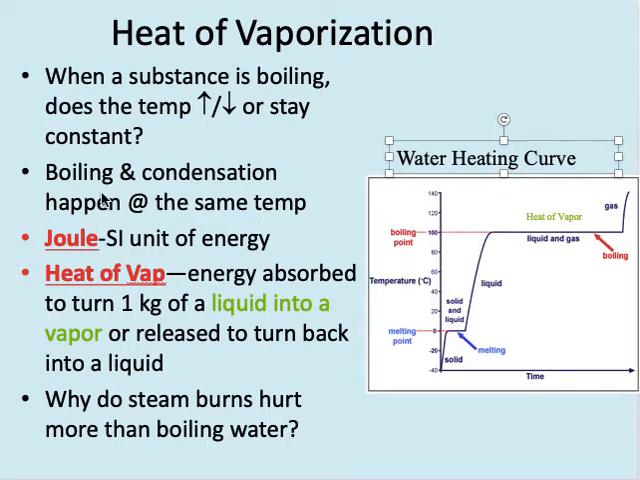And so boiling and condensation we know happen at the same temperature, and that'd be going from a gas to a liquid. And we measure that in the amount of joules or the amount of energy. And oftentimes we talk about that in heat energy. So when we're talking about phase changes, we talk about adding heat, but really we're adding energy. We call the heat of vaporization just the energy absorbed to turn 1 kilogram of a liquid back into a water vapor, or how much is released to turn it back into a liquid. So that's really like our boiling point is kind of our heat of vaporization point.